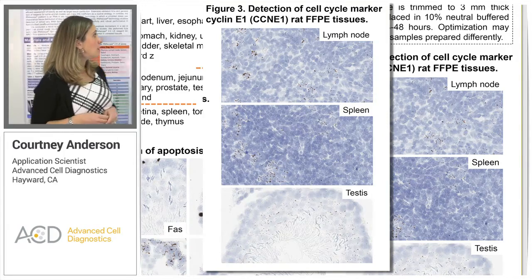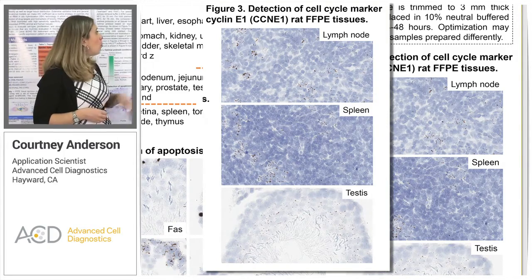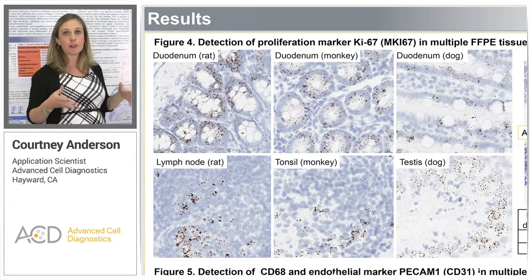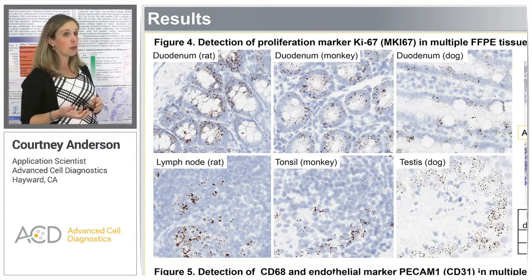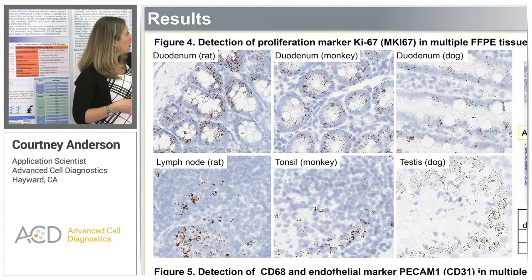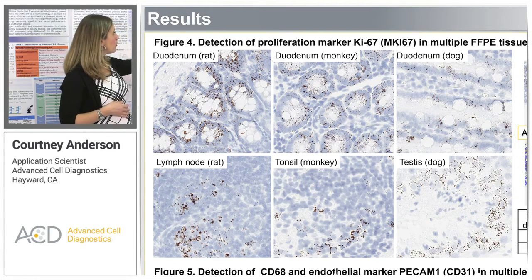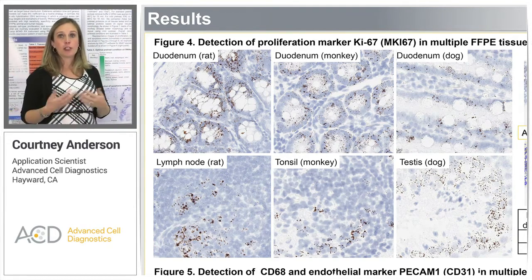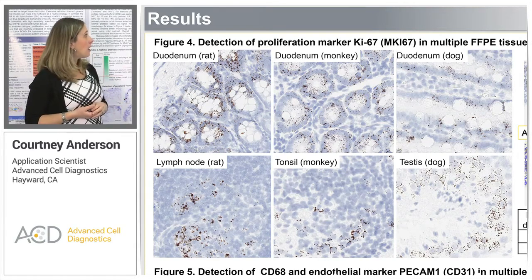And then we also looked at some proliferation markers. One example of a proliferation marker is Ki67, which we show here in several different tissues from the 3 different species. We show the duodenum from the rat and the monkey and the dog. And we also show lymph node from rat, tonsil from monkey, and testes from dog. And in all 3 of these cases, we're detecting very strong, robust staining for Ki67.